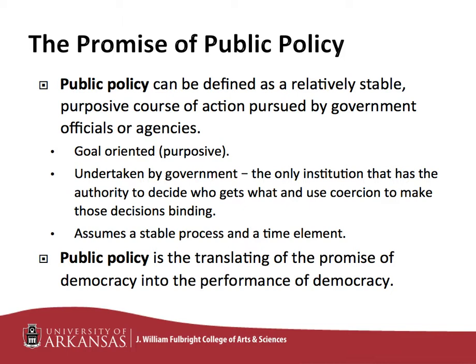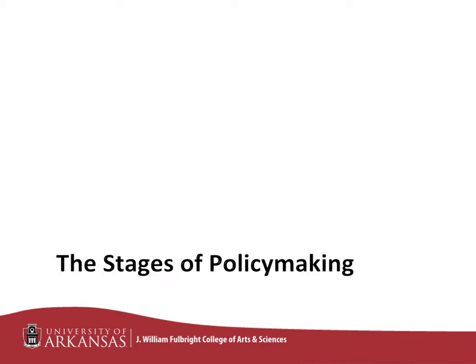Secondly, undertaken by government. Government is the only institution that has the authority to decide who gets what and to use coercion to make these decisions binding. And lastly, it assumes a stable process and a time element. So, public policy is the translating of the promise of democracy into the performance of democracy.